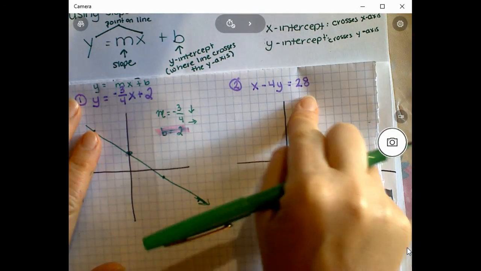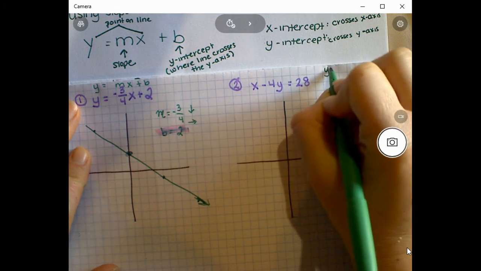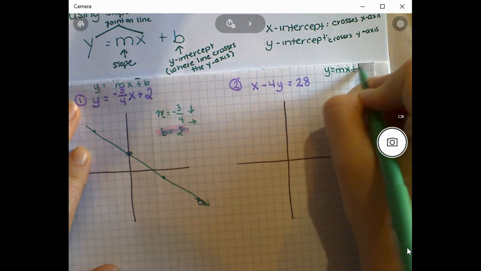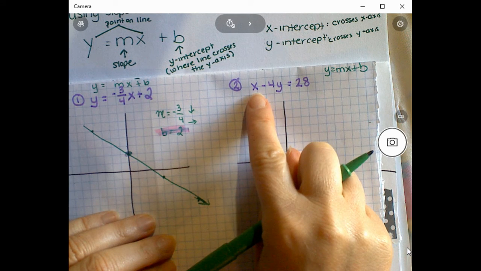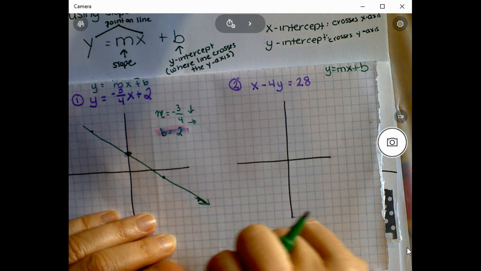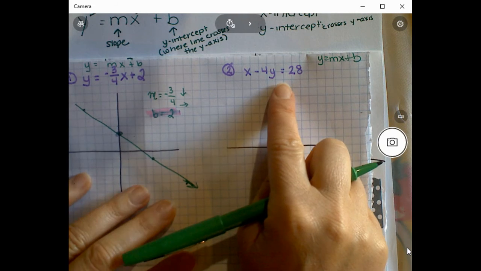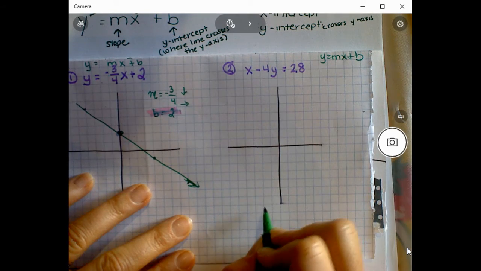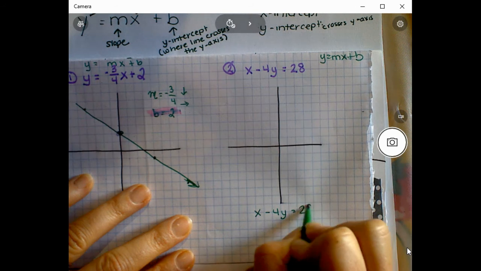All right. This one is a little bit different because remember, slope-intercept form is y equals mx plus b. And in this one, we have a number with our y. We have our x on the other side. This is all messed up. All right, so we're going to change this into slope-intercept form. Right now, it's in standard form. So to change it, we're going to rewrite it. x minus 4y equals 28.